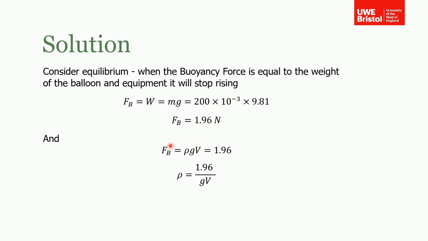But we also know that the buoyancy force is equal to density times gravity times the volume, remembering that this is the density of the fluid, and that equals 1.96. So you'd think that would be it, but how do we find this density? That's the issue. That's what we're going to try and find.